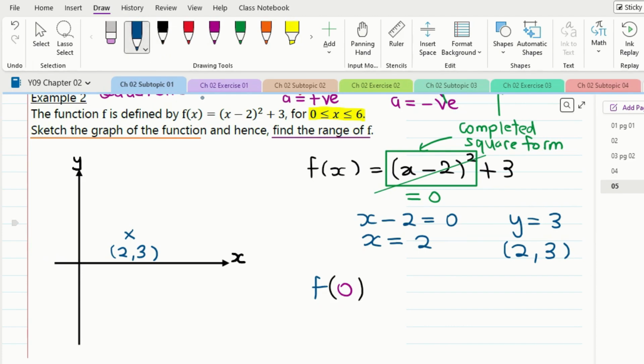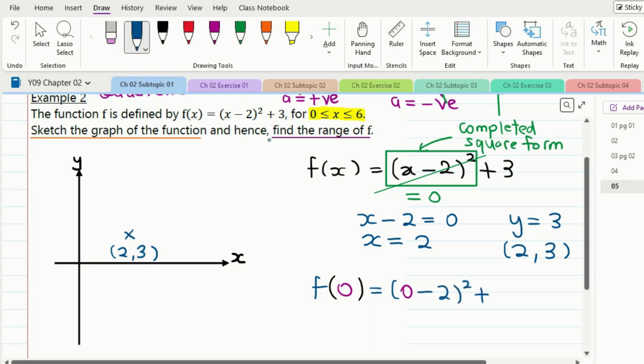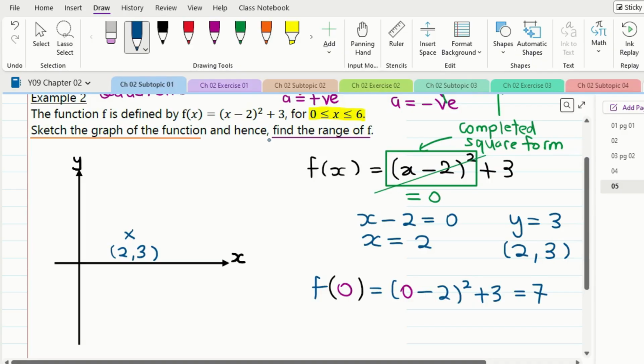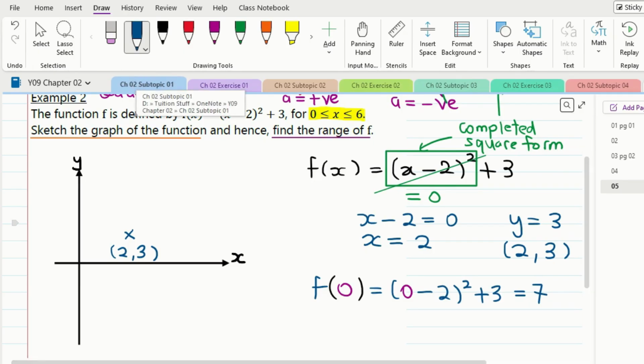Okay, so you will have x minus 2 is 0 minus 2. Okay, (0 minus 2) squared plus 3. So this one is going to be negative 2 in brackets squared, which will give you 4. 4 plus 3 is 7. So plot in (0, 7), and coincidentally that's your value at the y-axis.